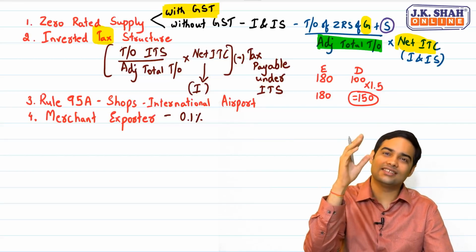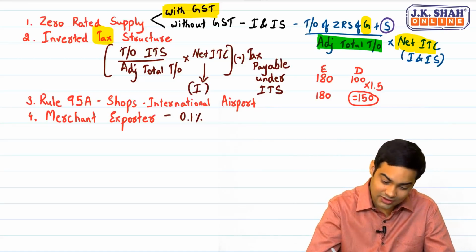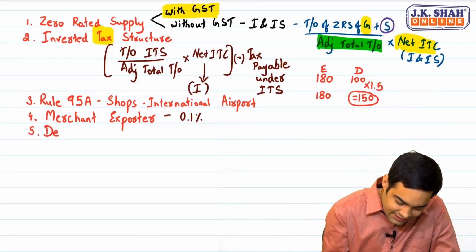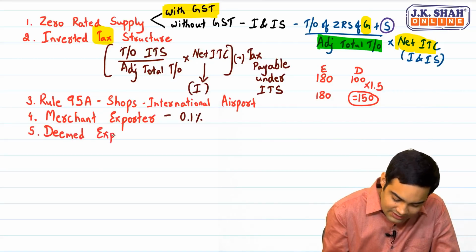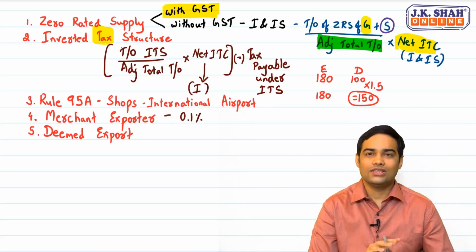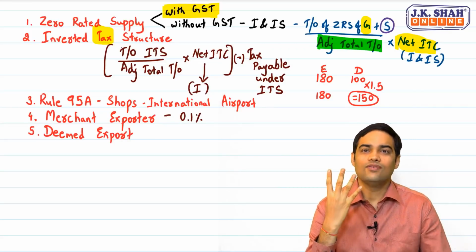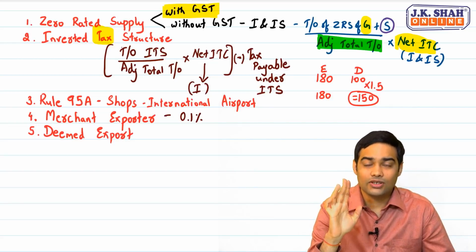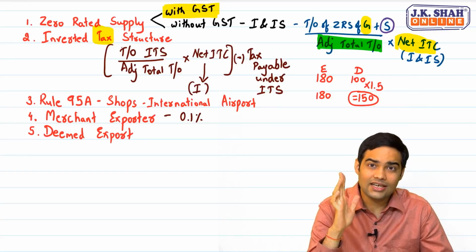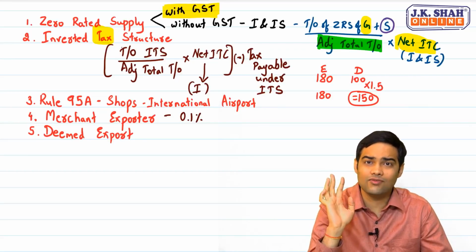Yes. So this is about merchant exporter. The next important transaction is deemed export. Now when we talk about deemed export, what happens in case of deemed export? See, in case of deemed export, first of all, the law regards only 4 transactions as deemed export. This is only in relation to goods. Goods manufactured in India, 4 transactions are eligible for deemed export.